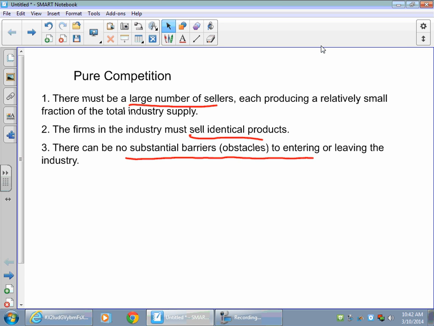Because again, number 3, right? No substantial barriers to entering or leaving the industry. So I just want to talk about, again, the graph, and you have to write about this question too on the test, because I'm going to give you a scenario, and basically you got to use some of this knowledge here to make your case.